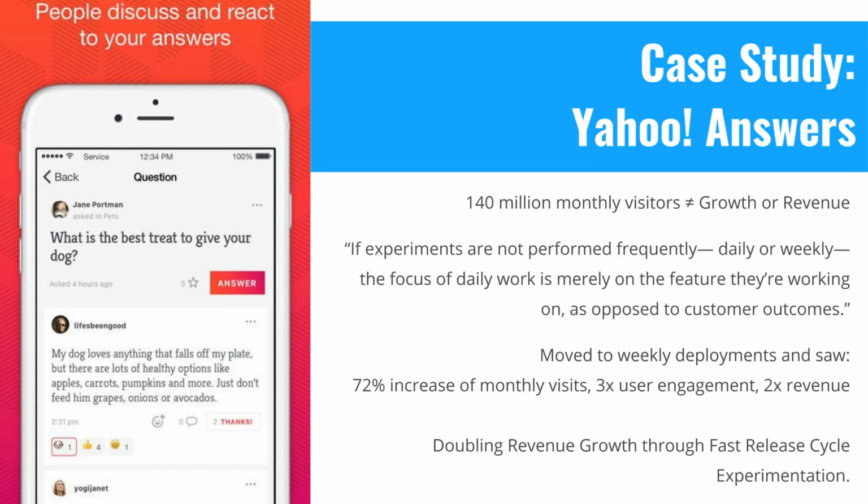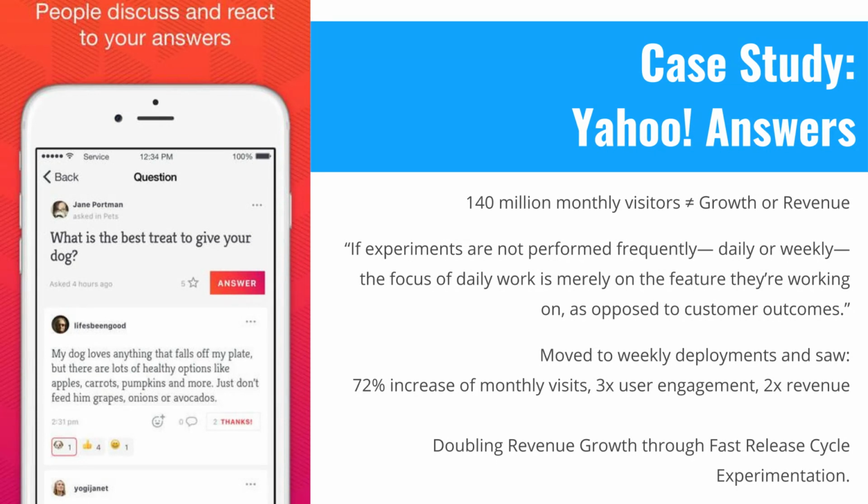Let's take a look at the case study of Yahoo Answers. At the time of the case study, Yahoo Answers had approximately 140 million monthly visitors and over 20 million active users answering questions in over 20 languages. However, user growth and revenue had flattened, while user engagement scores were declining.